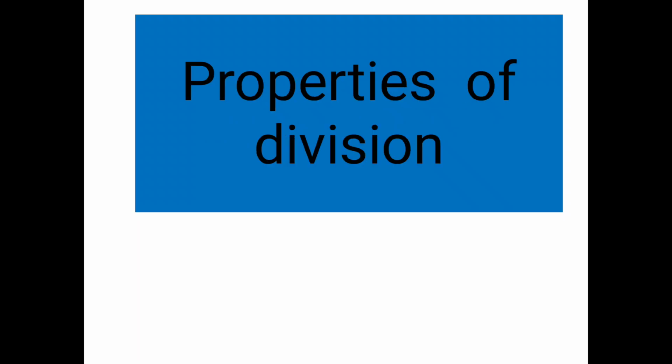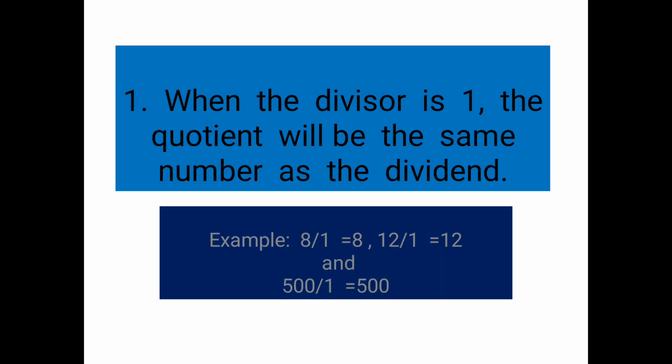Now children, we will discuss properties of division, which is very easy. See, when the divisor is 1, the quotient will be the same number as the dividend. Children, when you divide any number by 1, whether the number is small or big, whether it is a 1-digit number or 10-digit number, if you are dividing it by 1, then the quotient will be the same as the dividend.